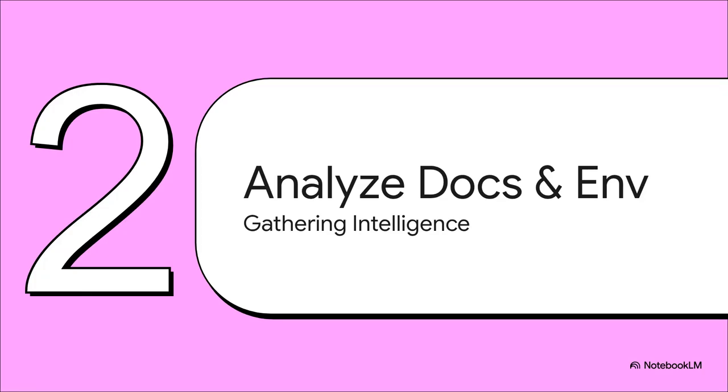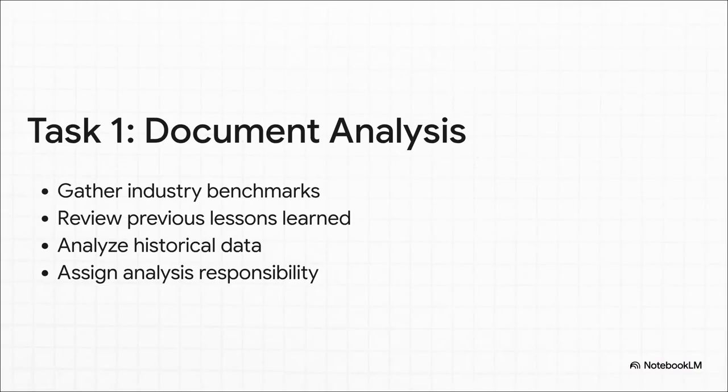Moving right along to Section 2, Analyzing Documents and the Environment. Time for some reconnaissance with Tasks 1 and 2. Task 1 is all about setting the stage. You aren't brainstorming new risks just yet. Actually, scratch that. You're looking backward and sideways first. You're pulling industry benchmarks, scouring lessons learned from past projects, and digging into historical data. And crucially, you need to pin down exactly who is running this analysis. Is it the PM, a dedicated risk manager, a financial controller? You gotta know who's steering the ship.